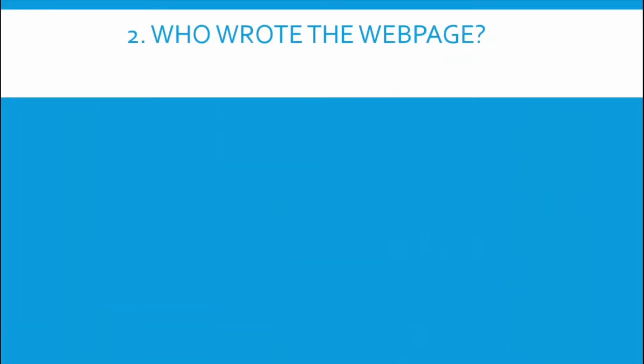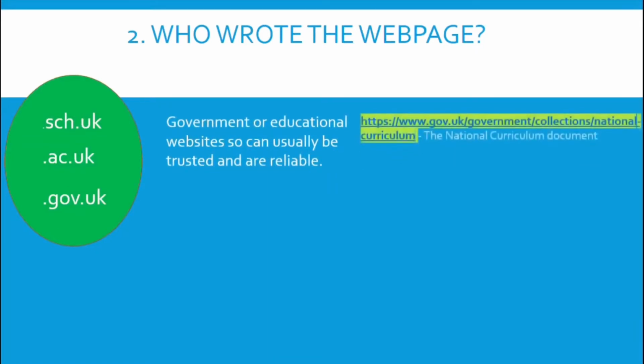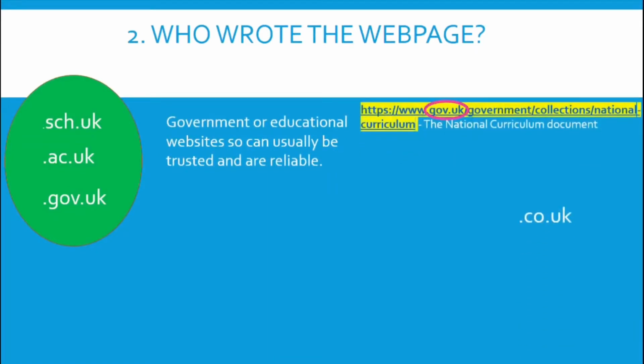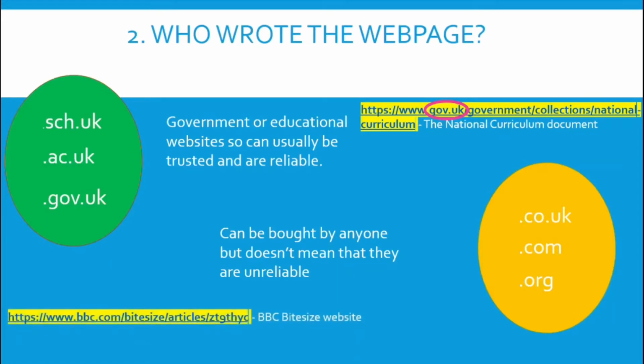Who wrote the web page? You could also look at the domain name. Do you recognise the address as one that you can trust? Addresses which end with .sch.uk, .ac.uk or .gov.uk are educational or government websites, so are usually quite reliable. Addresses which end with a .co.uk, .com or .org can be bought and used by anyone, but this doesn't necessarily mean they are unreliable. For example, the BBC Bitesize website ends in .com, but this is a very useful website for finding out information, particularly for children.